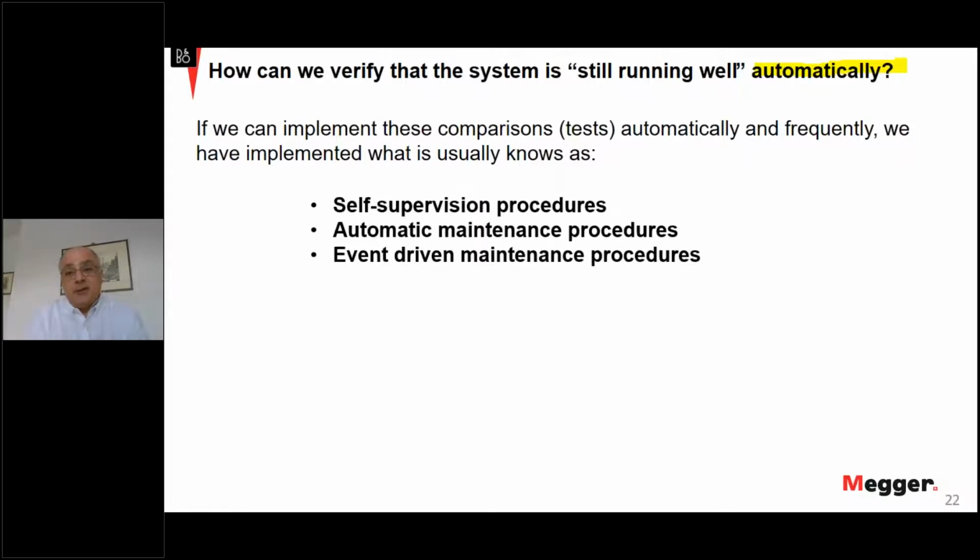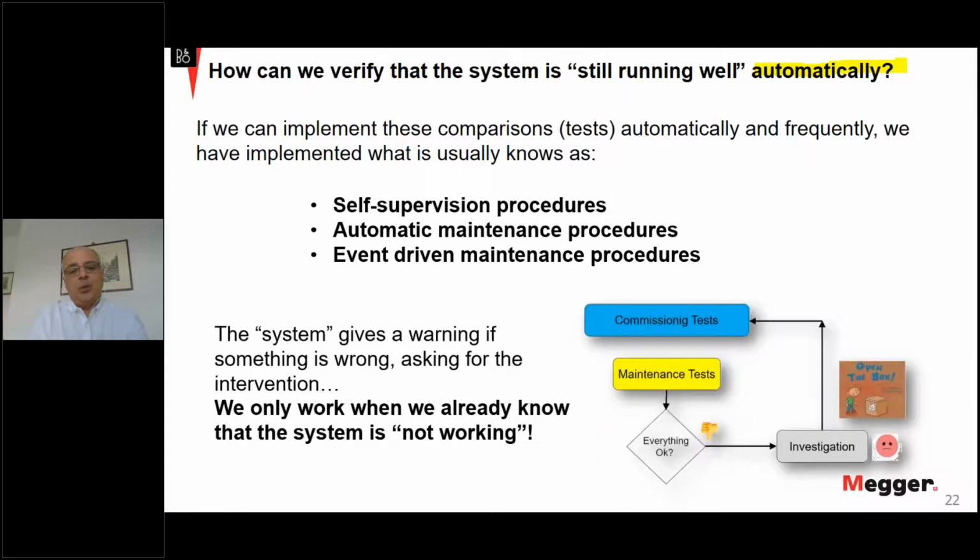And if you do this automatically, periodically, once every day, once every week, once every hour, depending. When we implement this automatically, we perform the so-called self-supervision procedures, automatic maintenance procedures, event-driven maintenance procedures. Everybody can give them a different name, but they are all meant to do that. The system automatically gives you a warning. If something is wrong, I'm sick, I tell you I'm sick, I need a doctor. So the doctor only comes when we know that there is something that we have to investigate. This is the basic idea of automatic maintenance procedures.